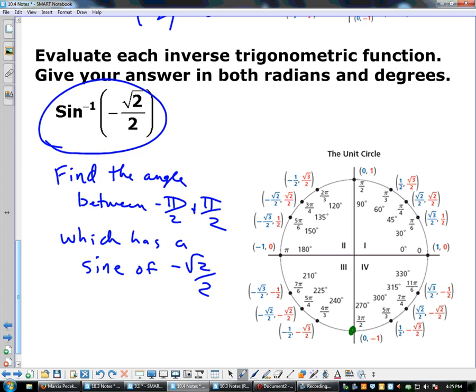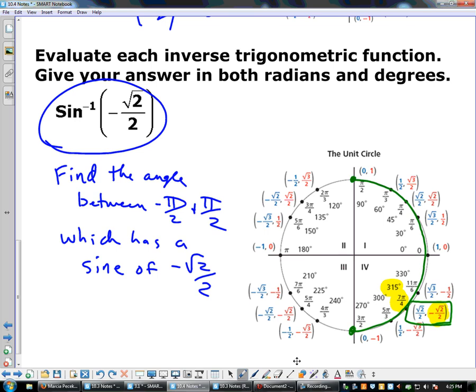So we are restricted to looking right here on the unit circle for capital sine inverse, and we're looking for where the sine is equal to negative square root of 2 over 2. So we're looking for the y. I think I found it. All right, right here, because this y coordinate is negative square root of 2 over 2 here, and it's the only place. So our answer is going to be 7 pi over 4, or 315.